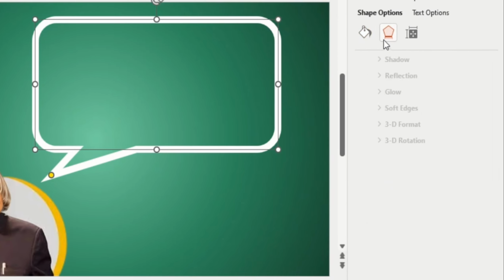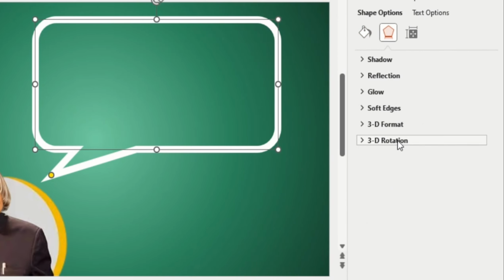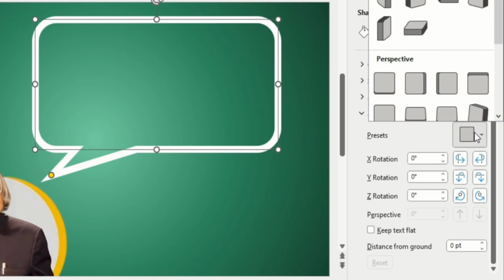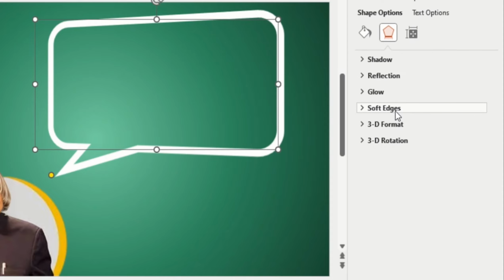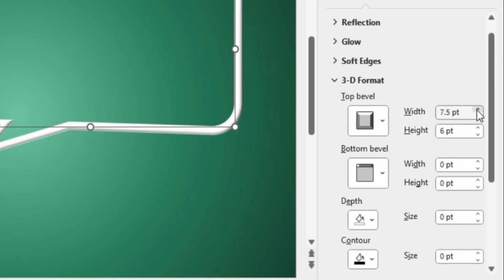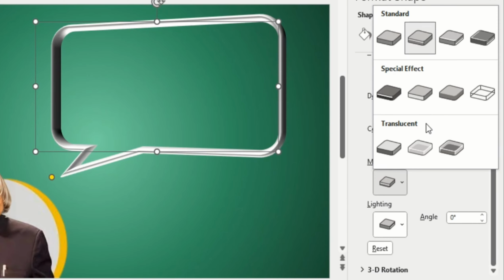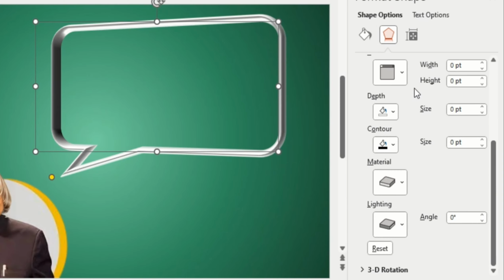Now select shape options and go to 3D rotation and select the left perspective. Then we will go to 3D format and adjust the width and length according to our need. I am making the width 9 and height will be 30. Then go to material section and select soft edge in special effect. Now it looks exactly the way I want it.